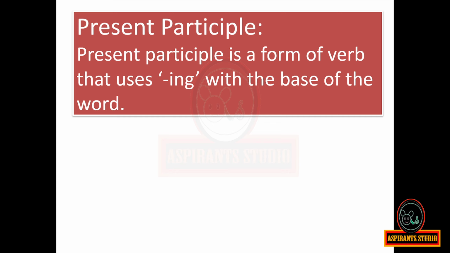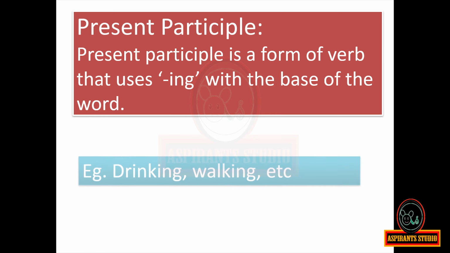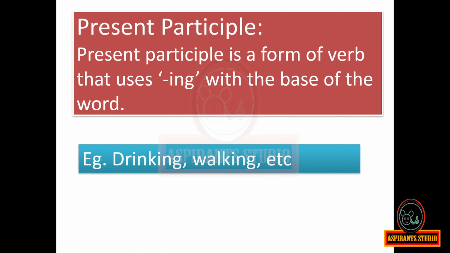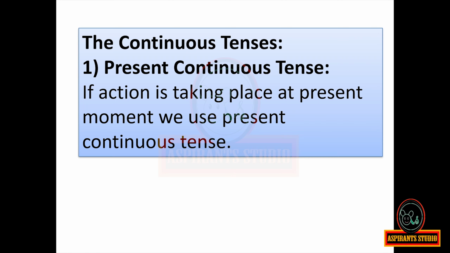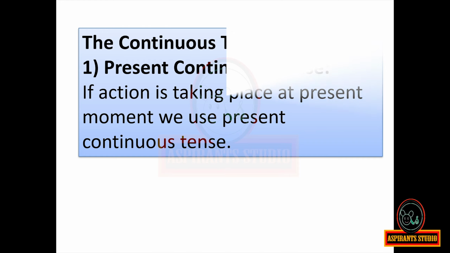Present participle. Present participle is a form of verb that uses ing with the base of the word. Example, drinking, walking, etc. The continuous tenses. Present continuous tense. If action is taking place at the present moment, we use present continuous tense.